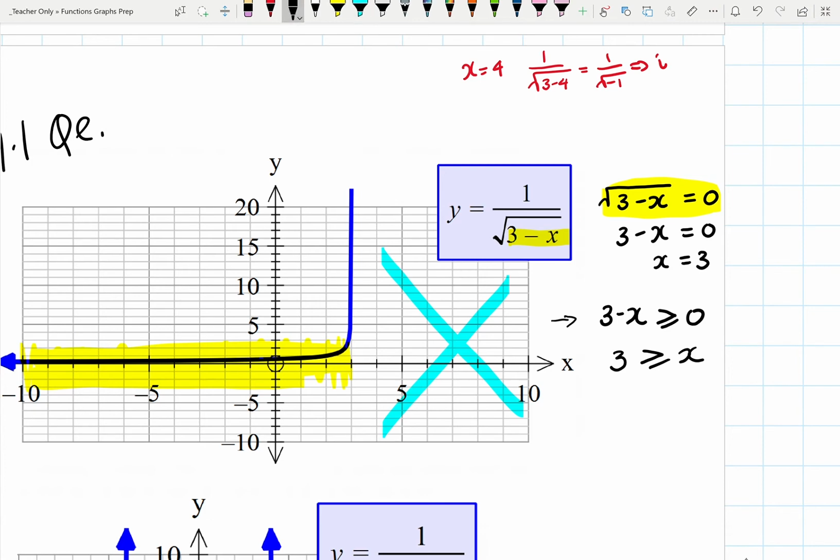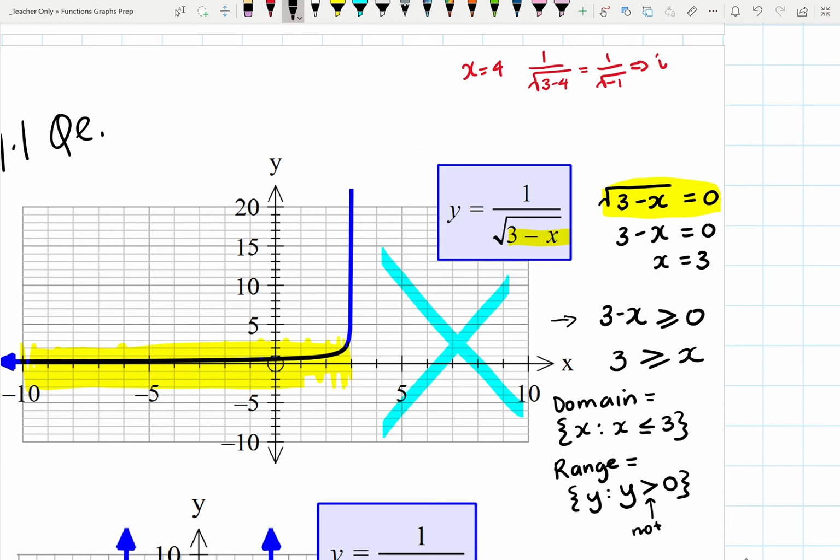So for that one, our domain is going to be the set of all x such that x is less than or equal to 3. Our range, again, we can see from the graph, we have a horizontal asymptote at y equals 0. So the range this time is going to be the set of all y such that y is greater than 0. Notice that it's greater than and not equal to, because there's nothing below the y-axis over here. Okay, so we need to be careful that we're specifying only that one little section.